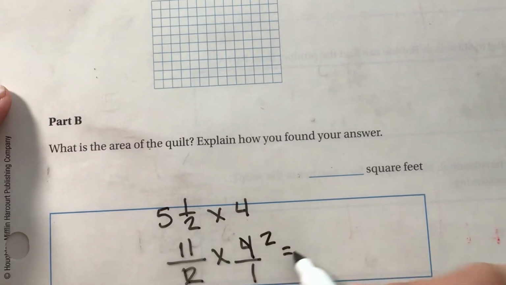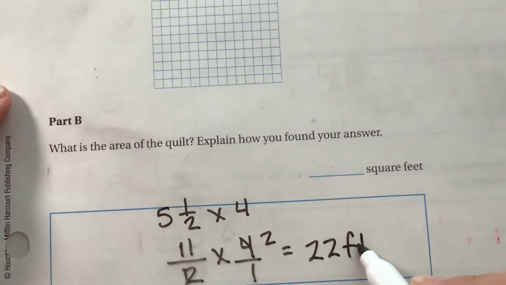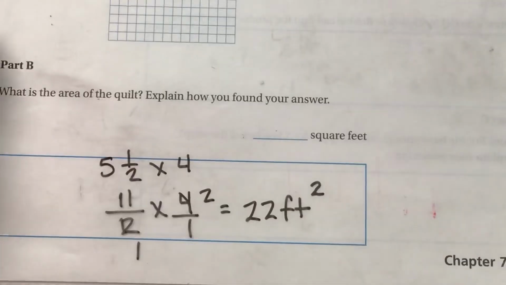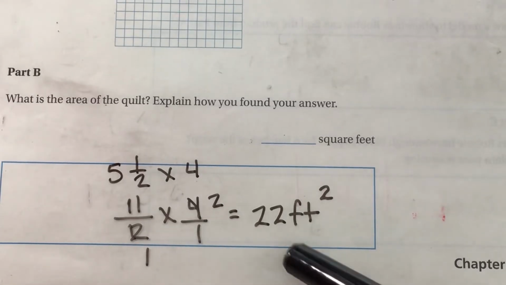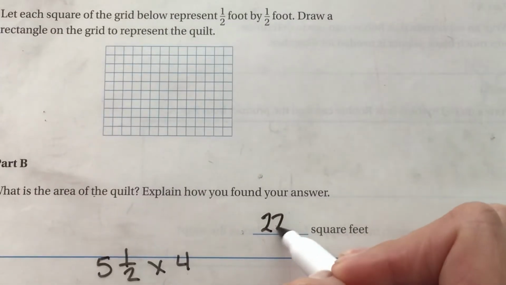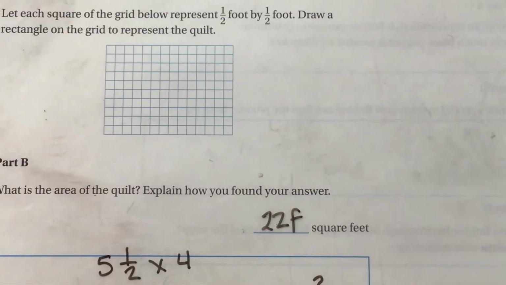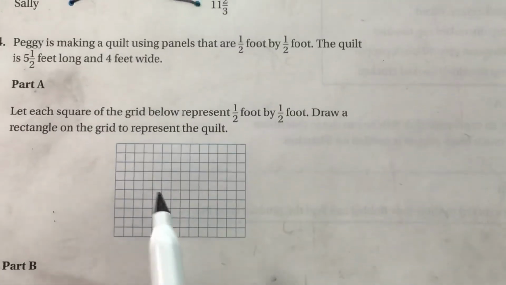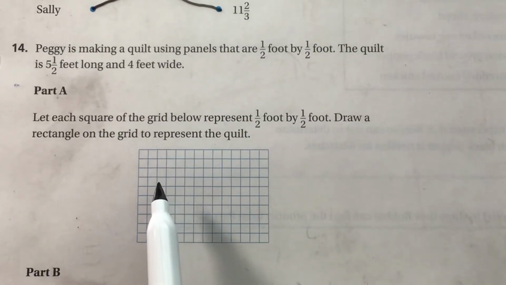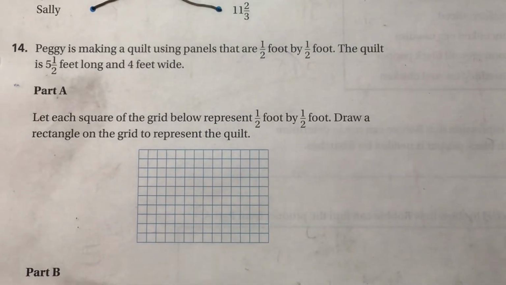1, 2. And you might want to put a little 2 there. Whenever you're talking about area, it's always going to be square foot or foot squared. So I know that the area is going to be 22 feet squared. That goes here. Oh, they already put the feet there, so you don't have to put the F. Okay. This is what they want us to do here. Each of the spots on the grid is 1 foot by 1 foot. I need to shade in how many will be for 22 feet squared.